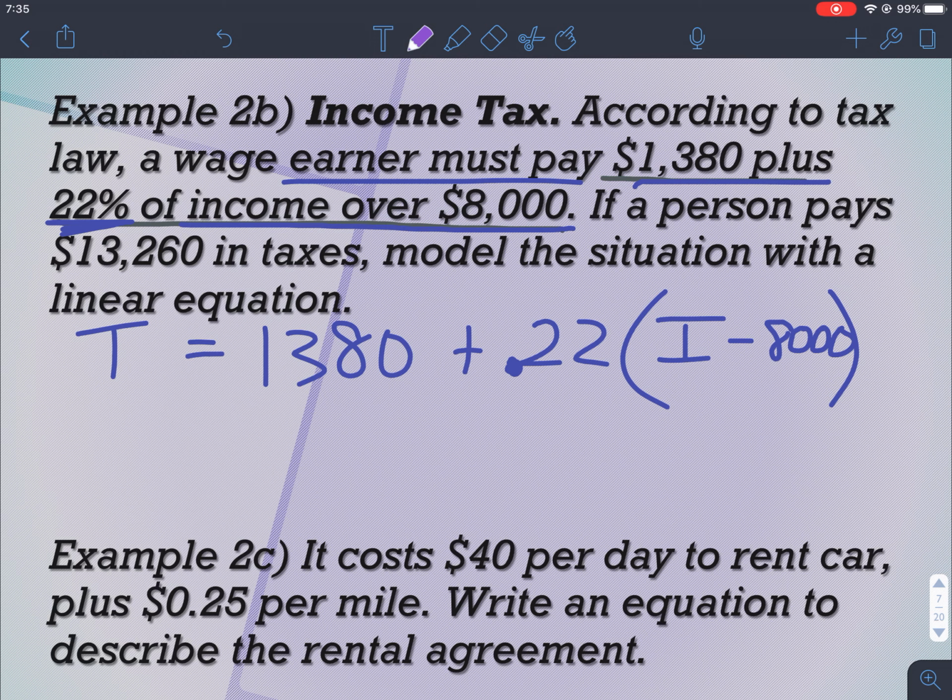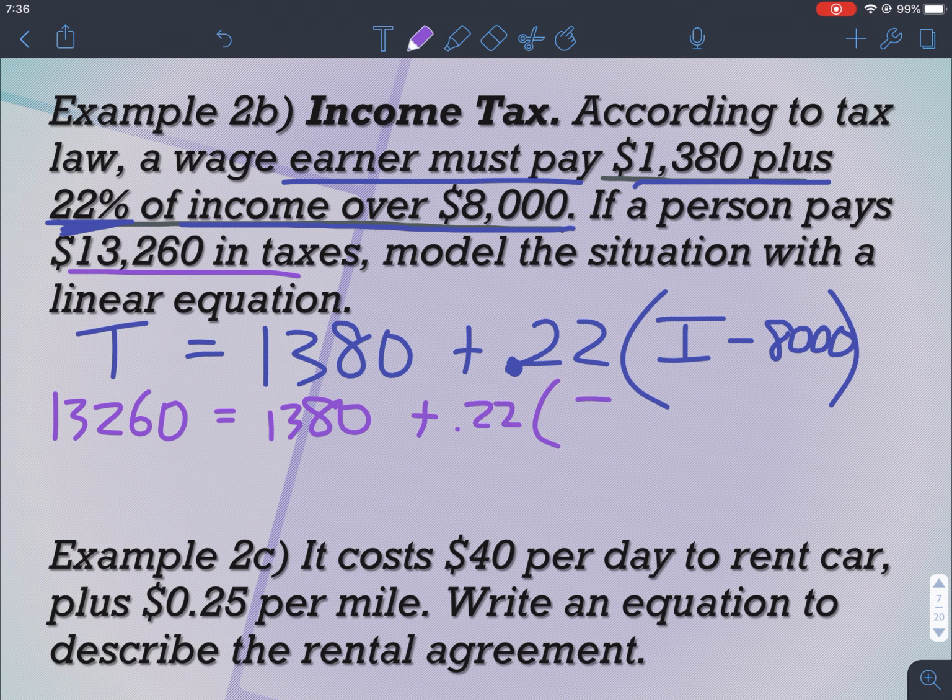Now that you have the equation, if a person pays $13,260 in taxes, model the situation, and then determine the income that this person has. Pause the video, try the problem, and see if you can figure it out. All right, $13,260 in taxes. If you went ahead and solved that, you should have gotten an answer that I is equal to 62,000.